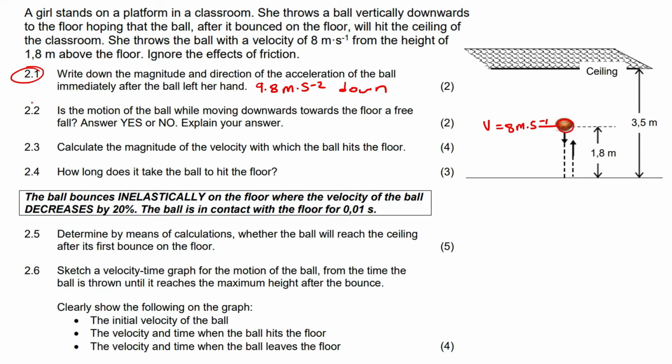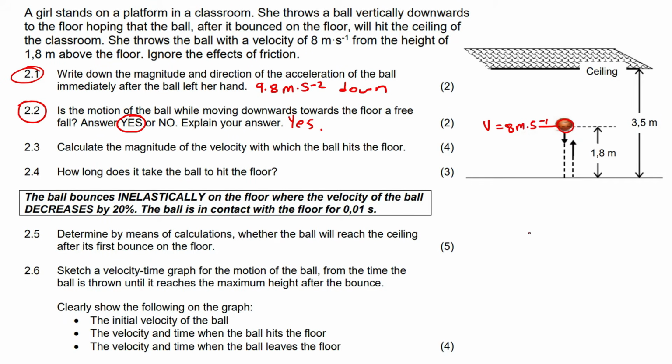Next question. Is the motion of the ball while moving downwards towards the floor a free fall? Answer yes or no. Yes, it is. So we're going to say yes. Now, what is free fall? We know that free fall is when an object is moving under the influence of gravity only.